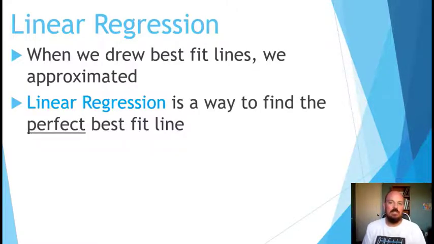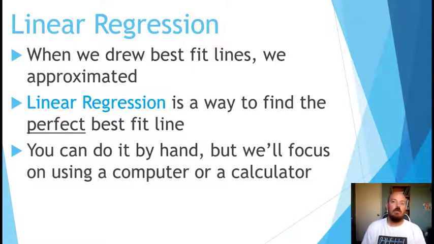Now, what we're going to learn today, linear regression, is a way to find the best fit line. Not just something that probably looks like the best fit line, but the one single perfect best fit line. Now there is a way to do this by hand, but most people don't do it. Usually if you're doing linear regression, it's going to be a computer program or a calculator that does the work for you. And that's what we're going to focus on today, is how to do that.